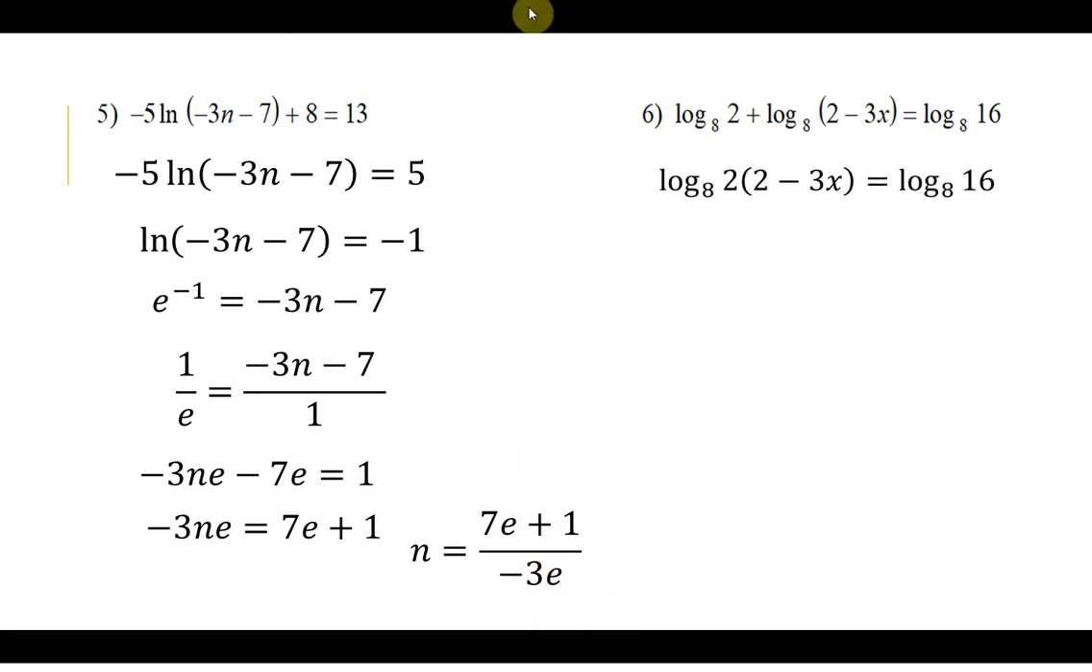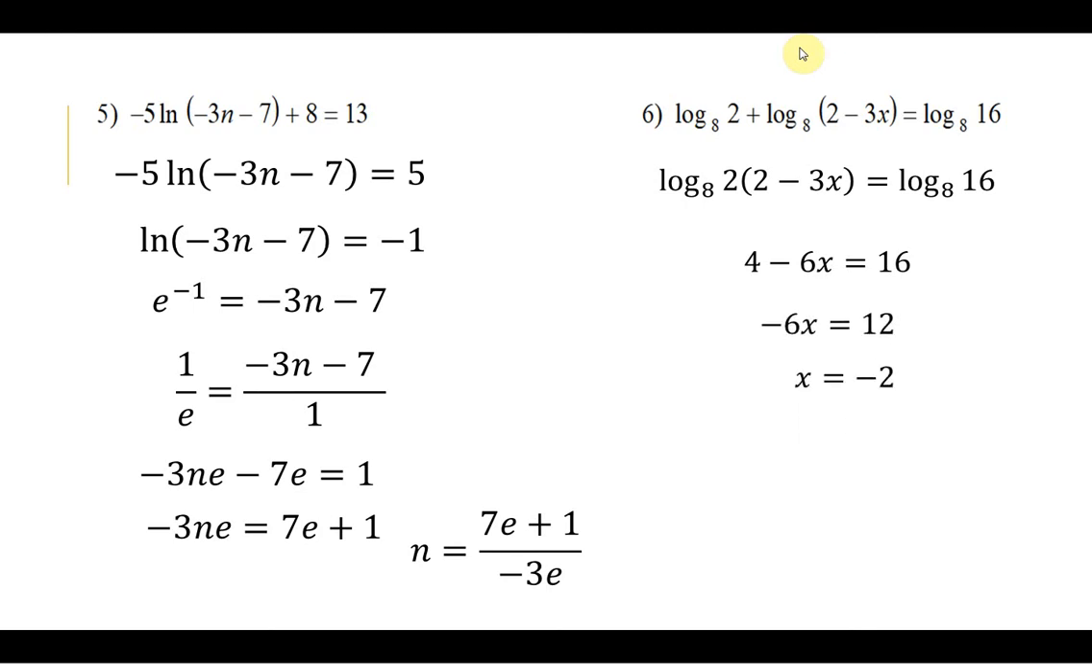All right, now this one's a little bit different as well because if you see on the left, I've got logs everywhere. But I can only drop it if it's one log versus the other log. So I see on the left a plus. Plus means multiply, learning target 3, the one that you all hated. So you can rewrite that as one log. And then you can drop the base. Once you get one log versus the other log, drop the base and set the products equal.